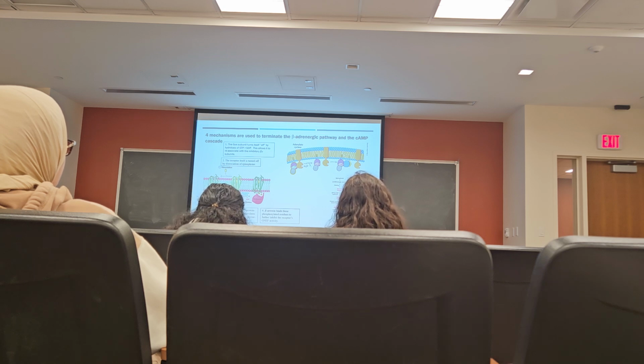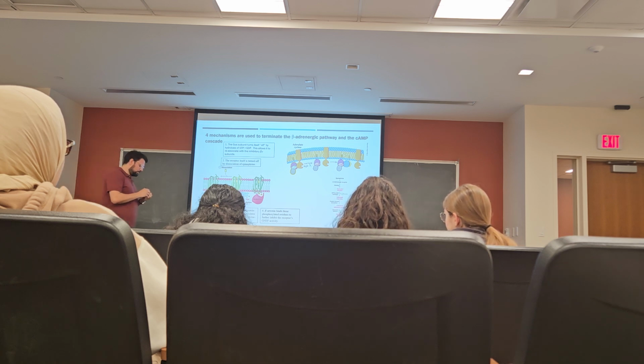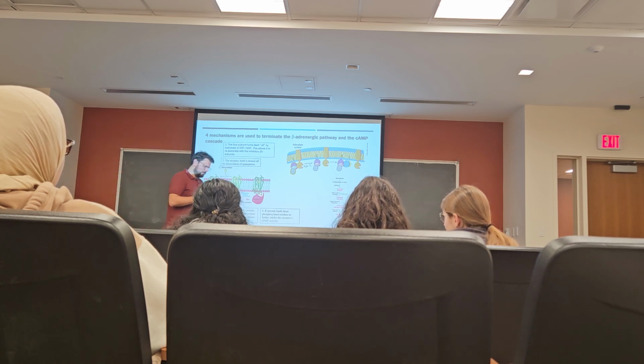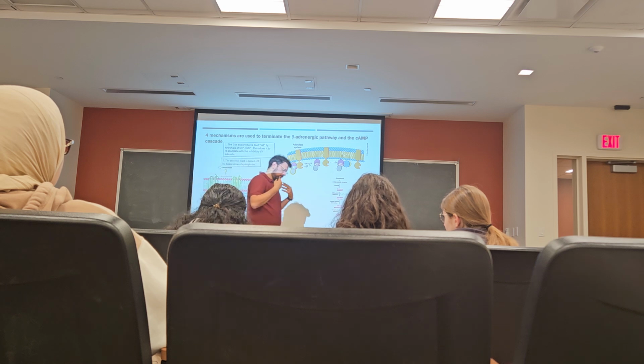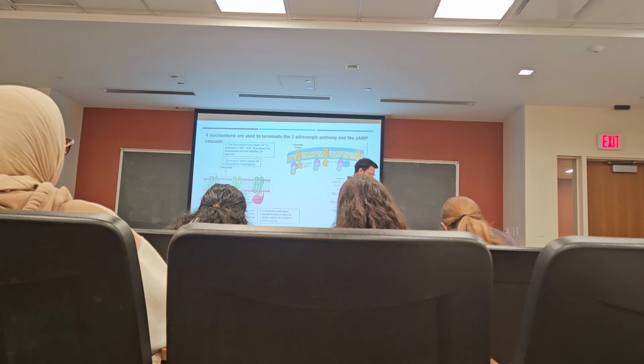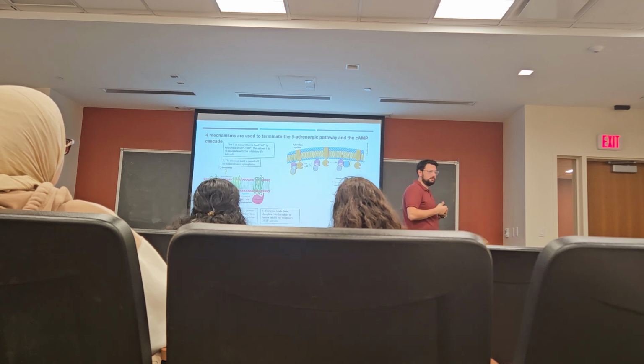In the case of the beta-adrenergic receptor, what we see is 4 different ways to turn it off. First, the G alpha S subunit turns itself off by hydrolyzing GTP, right? So we call these G proteins, okay, are almost always GTPases. G alpha is a GTPase. It will hydrolyze GTP to GDP.